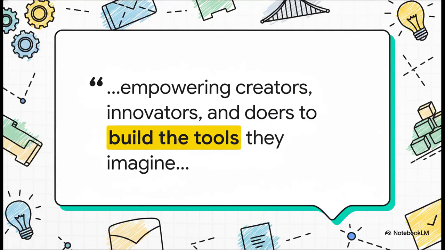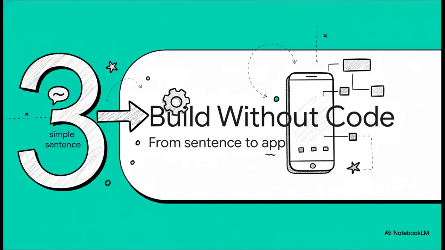And this really gets to the core of it. The official mission, straight from Google Labs, is empowering creators, innovators, and doers to build the tools they imagine. You see, it's not just about building apps. It's about tearing down that barrier to creation itself. So, the big question is, how does this actually work? How do you go from a simple sentence to a fully functional application? Well, it all breaks down into this really simple three-step process.